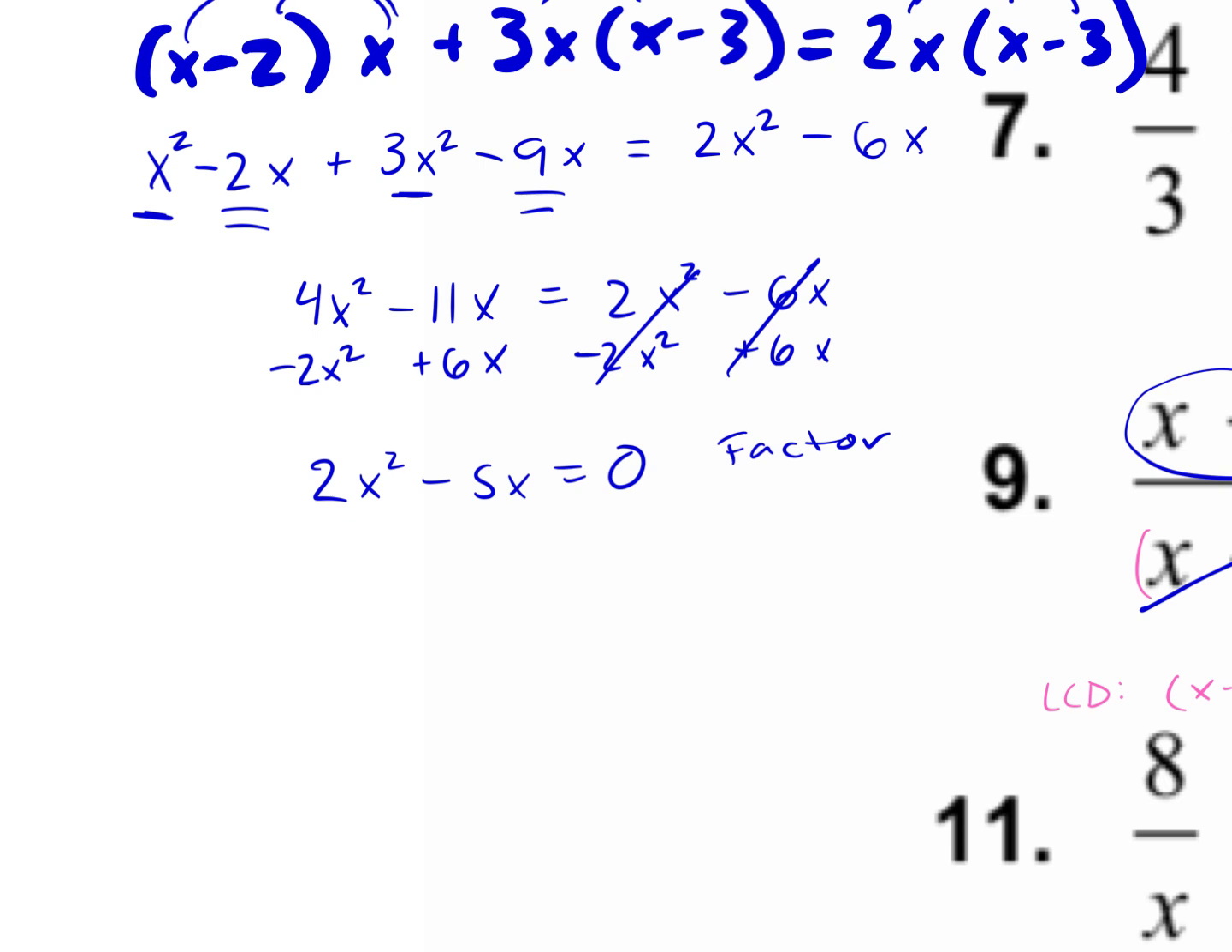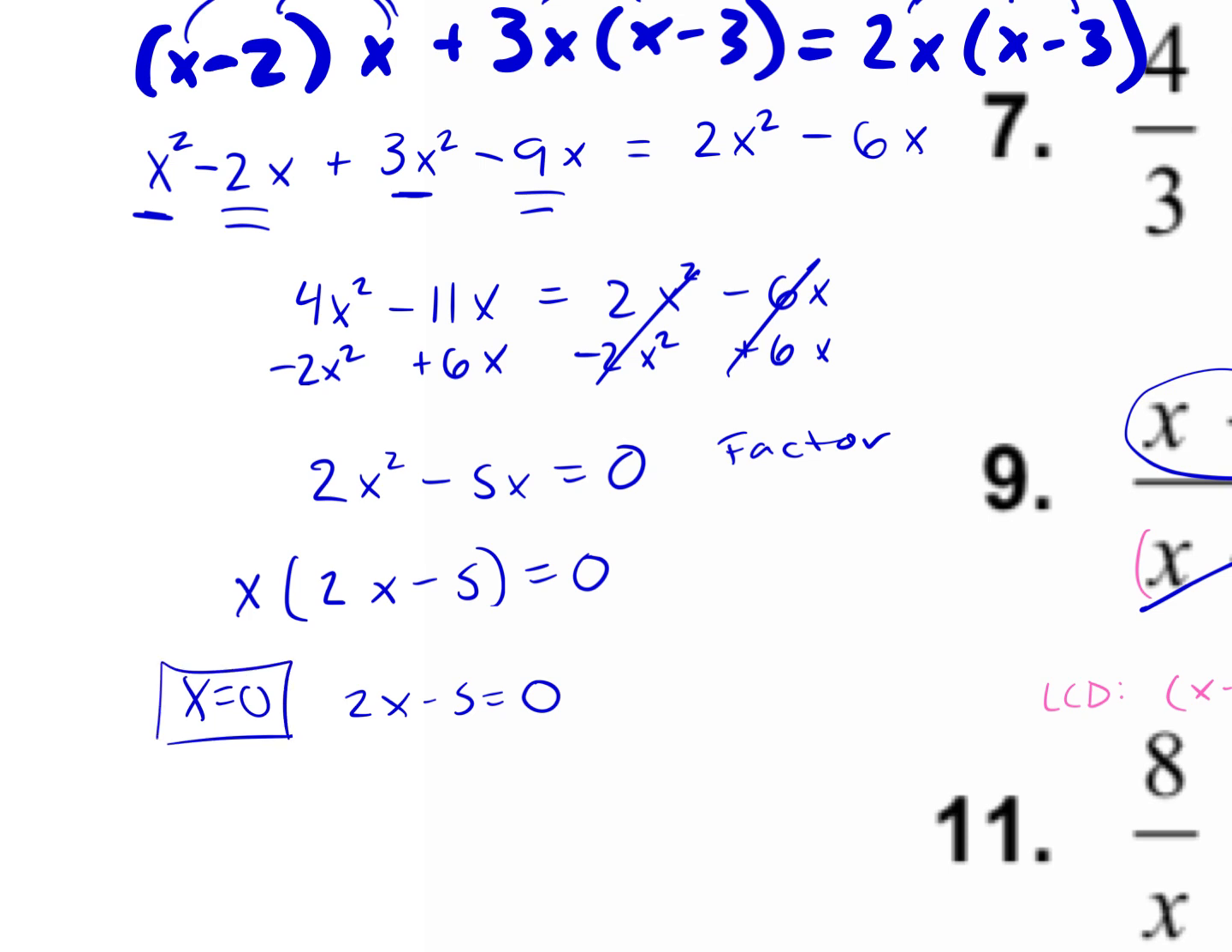How can I factor here? Take out the GCF. What's my GCF? X. So I take out the x and I'm left with 2x minus 5 is equal to 0. What would I do next to solve? Set both of them equal to 0. X equals 0. 2x minus 5 is equal to 0. So x is equal to 0 is one of our answers. And then for the other one, I have to solve for x. So I'm going to add 5 and then divide by 2. So I get x is equal to 5 over 2.